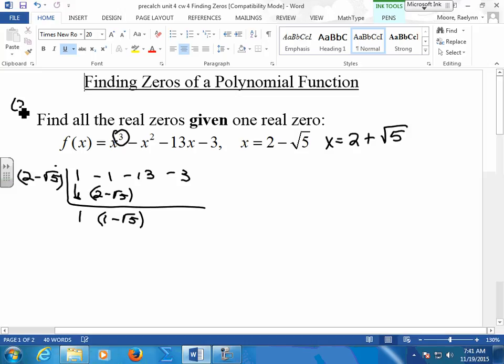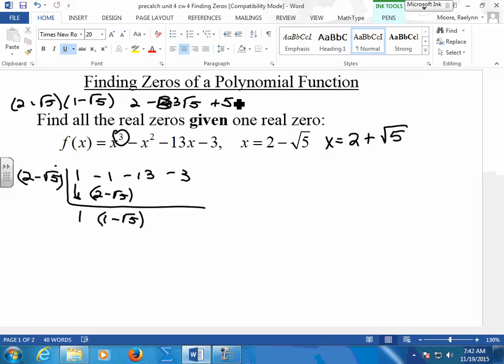So I've got 2 minus radical 5 times 1 minus radical 5. So this is going to give me 2 minus 2 radical 5 minus 1 radical 5 minus 3 radical 5. And my last one, a negative times a negative is a positive 5. Now combine those like terms. What do you get? What's 3 plus, what's 2 plus 5? 7.